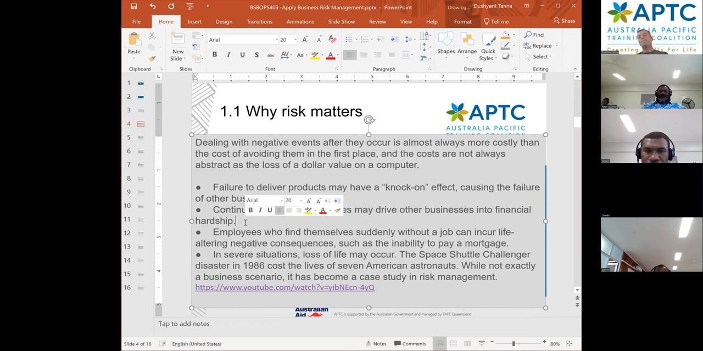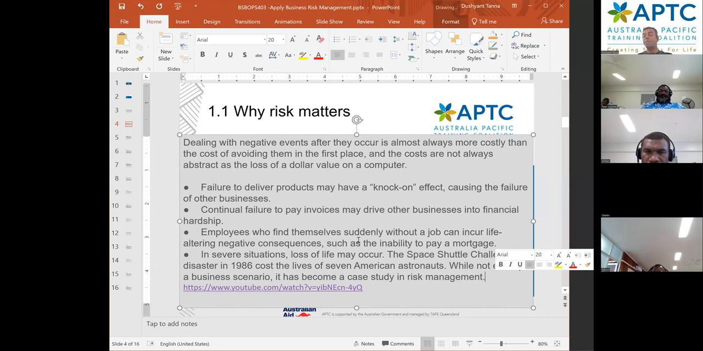Continual failure to pay up the... If you don't pay money for the things you have bought, doesn't matter whether you are a customer or a big industry, that causes the whole cycle blockage of other industry as well. Employees who find themselves suddenly without a job can incur life-altering negative consequences, such as inability to pay mortgages. I have one or two or three properties. What if I lose my job? I won't be able to pay my bank.